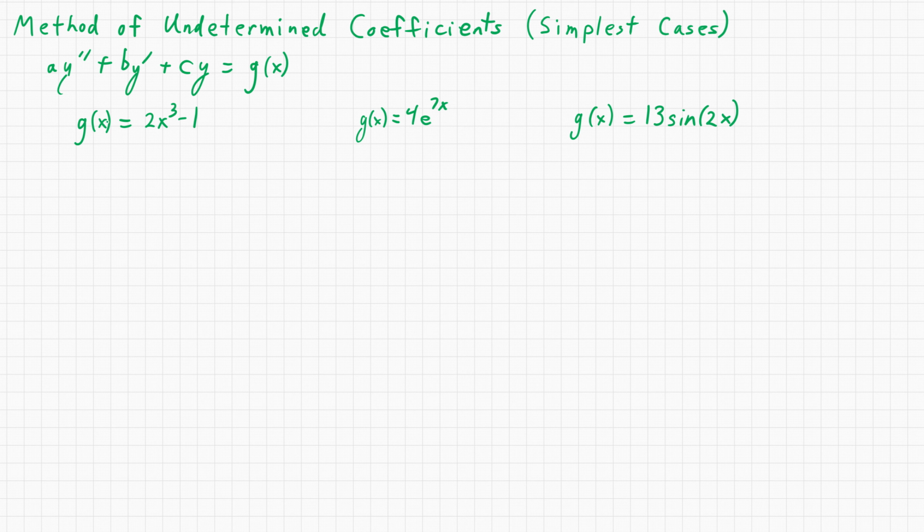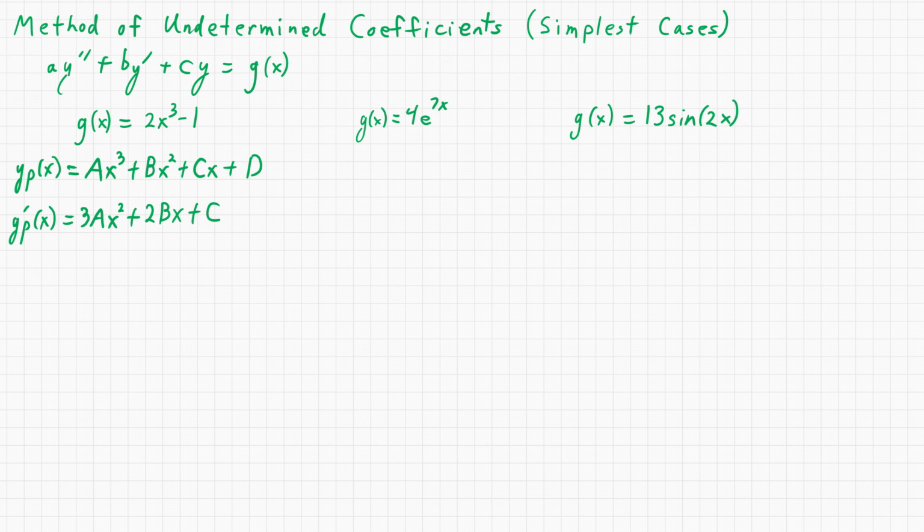So let's start with this one here. If g of x is a polynomial, in this case a third degree polynomial, a good guess for y particular of x is some unknown third degree polynomial. So capital A x cubed plus capital B x squared plus capital C x plus D. The reason this has an intuitive chance of working is y particular prime of x. If I take the derivative, it's going to be 3 times capital A x squared plus 2 times capital B x plus capital C.